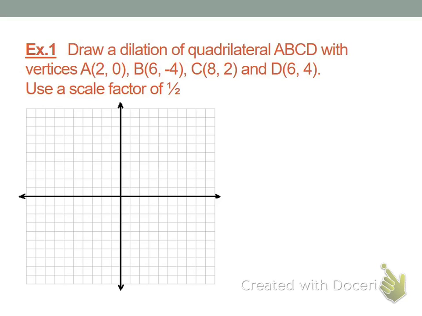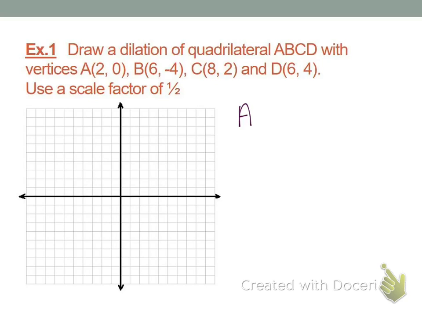Draw a dilation of quadrilateral ABCD with vertices A, B, C, and D. Use a scale factor of 1/2. Who remembers what we call our new points after we do a transformation? The primes.